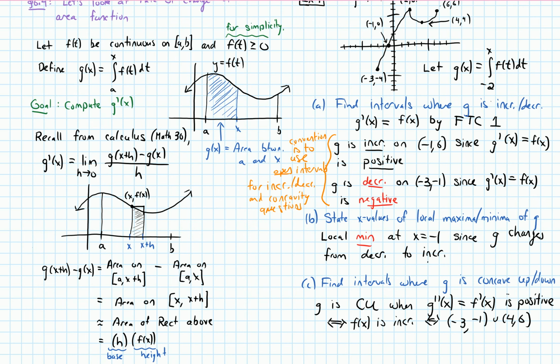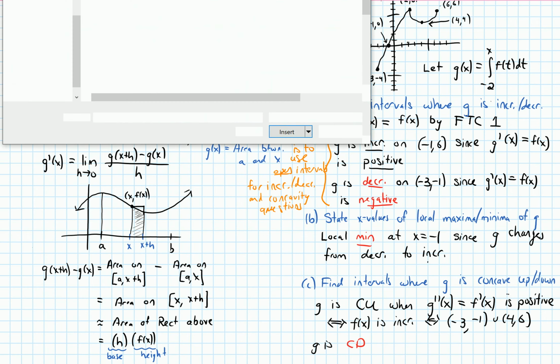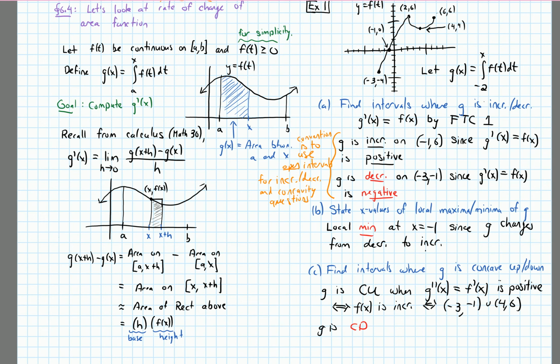So finally, let's write when g is concave down. So g is, I'm going to write CD for concave down, is concave down when the second derivative, and the second derivative of g is f prime of x. So that needs to be negative. The second derivative of g needs to be negative for g to be concave down.